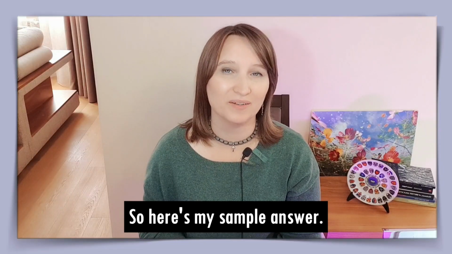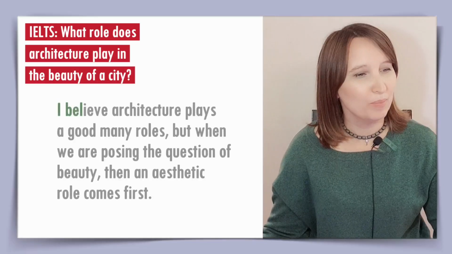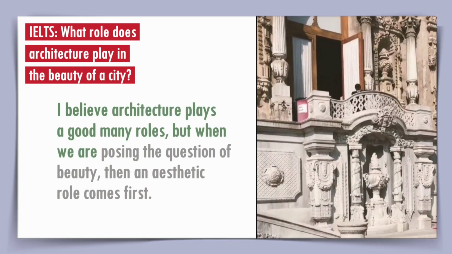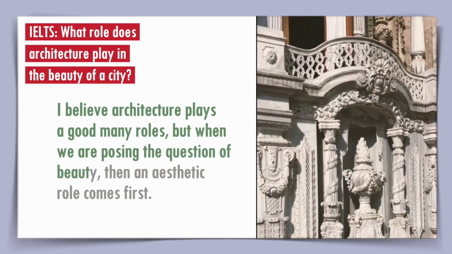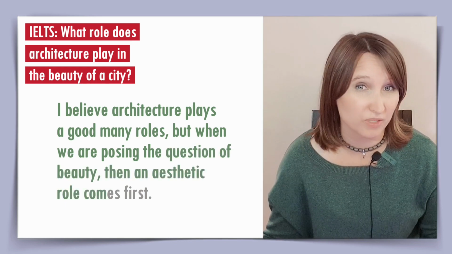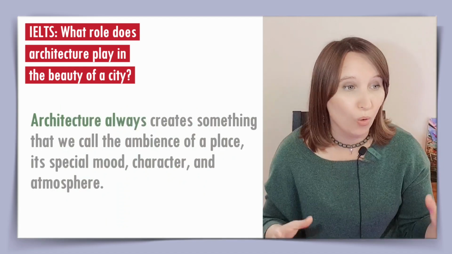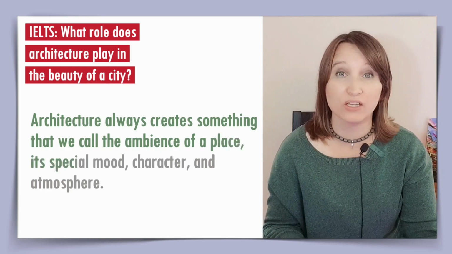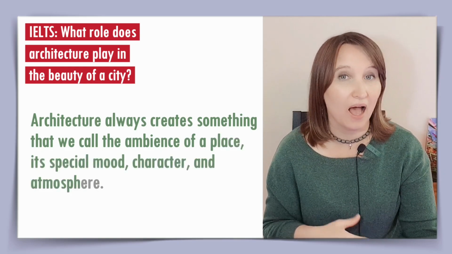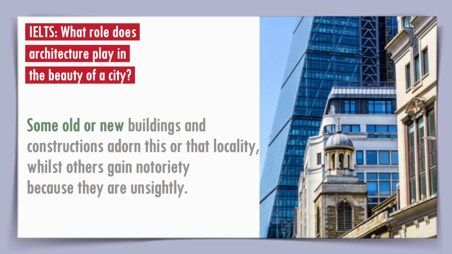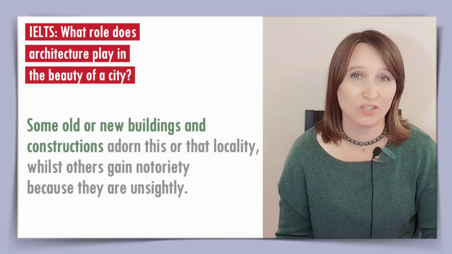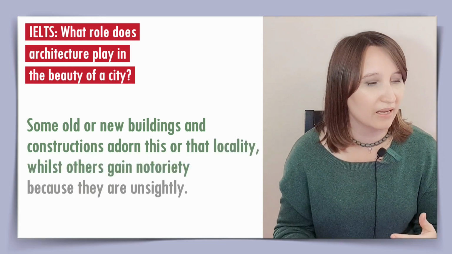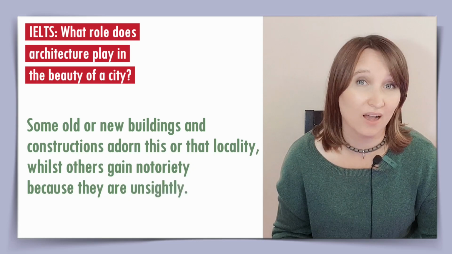So here's my sample answer. You'll hear it twice. I believe architecture plays a good many roles. But when we're posing the question of beauty, then an aesthetic role comes first. Well, architecture always creates something that we call the ambience of a place, its special mood, character and atmosphere. Some old or new buildings and constructions adorn this or that locality, whilst others gain notoriety because they are unsightly.